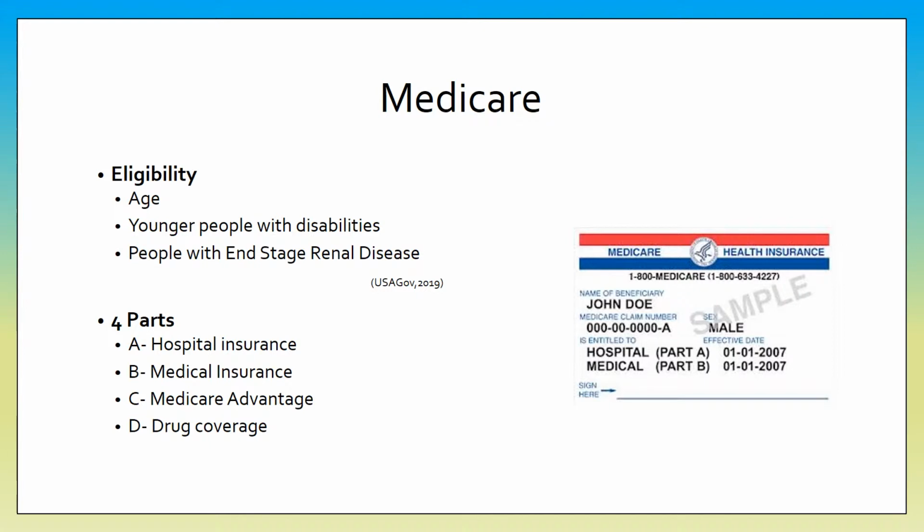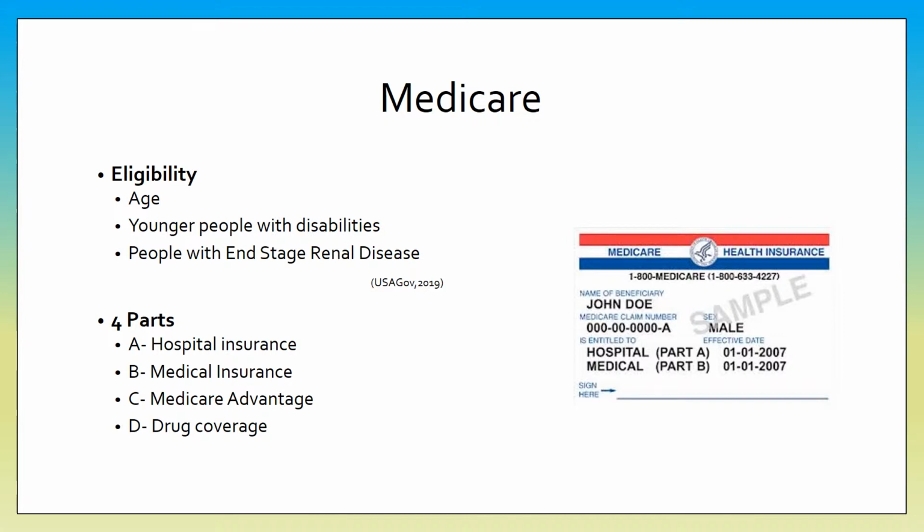Moving on to the next topic, Medicare. Medicare consists of 4 elements, and to be eligible, one must be either the age 65 or older, some younger individuals, but they must have an approved disability, and some people with end-stage renal disease.